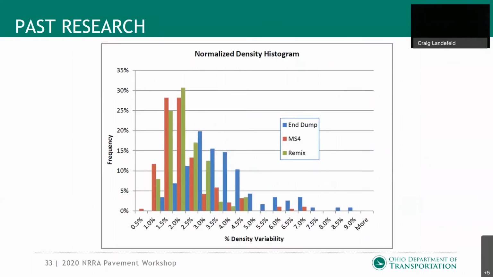We also found that from the density perspective, we had a lot less density variability if you look at the remix and the MS4 devices. So both were kind of common sense conclusions that we felt we already knew, but the data did support that and backed it up from the project.